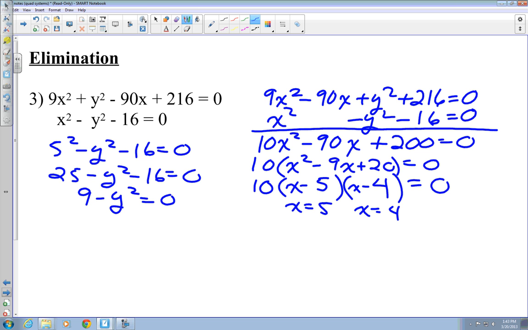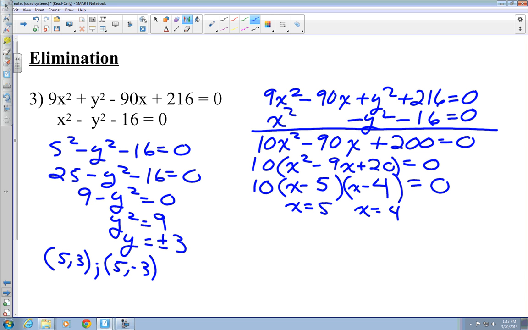So if I add y squared to both sides, I get 9 equals y squared, but I'm going to write it this way. y squared equals 9. So y is equal to plus or minus 3. So that gives me 2 points. The point 5, 3, and the point 5, negative 3. Okay, now let's look at our other one. Let's look at our 4.